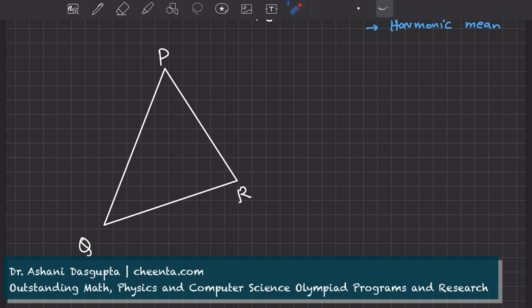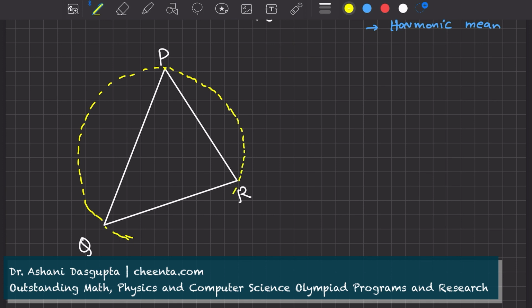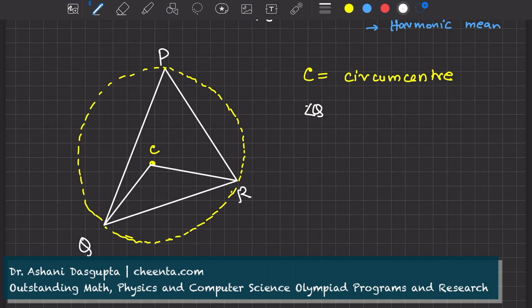And suppose we have the circumcenter. So there is a circle passing through the three vertices, and circumcenter is the center of this particular circle. Okay, so let's call that point C. So let's write this. C is the circumcenter. And let's find out angle QCR. Let's call this alpha.